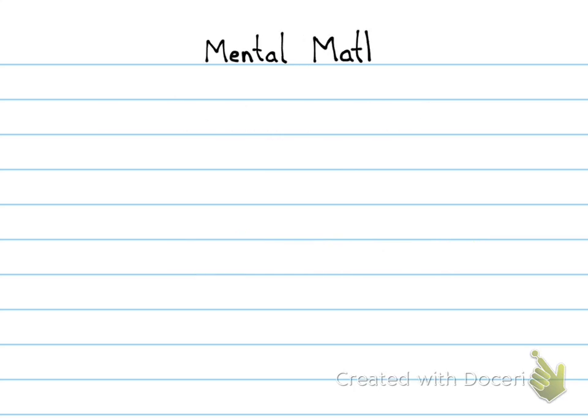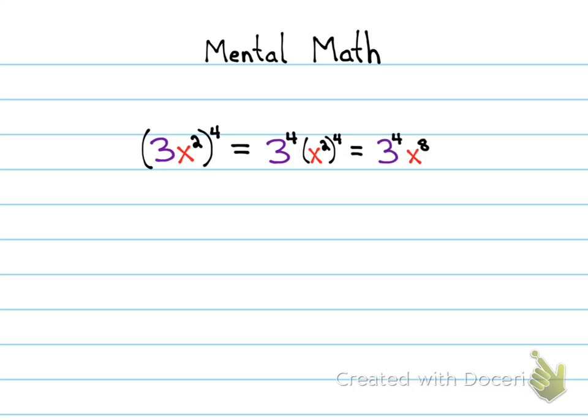So let's look at a couple using this rule and using this mental math. So I need to give this power of 4, this 4th power, to each term in there. So I'm going to give it to the 3 and to the x squared. So I should have 3 to the 4th and x squared to the 4th. And then the last thing I have to do is just simplify this x squared to the 4th. I can make that simpler. So I'll have 3 to the 4th and x to the 8th.